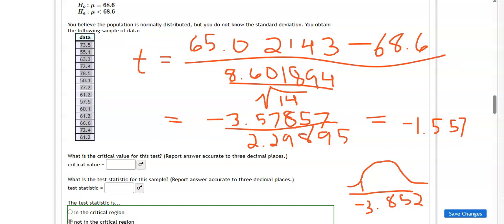You answered the right thing there. And so we would not be able to reject the null hypothesis. We would fail to reject the null hypothesis. So there wouldn't be enough evidence to support our alternate hypothesis.